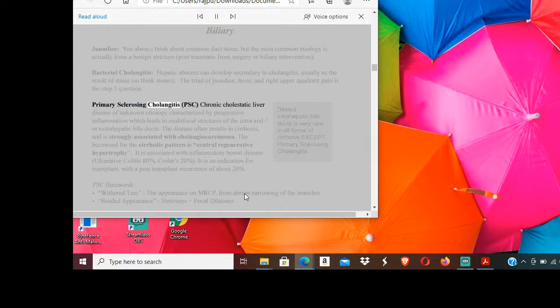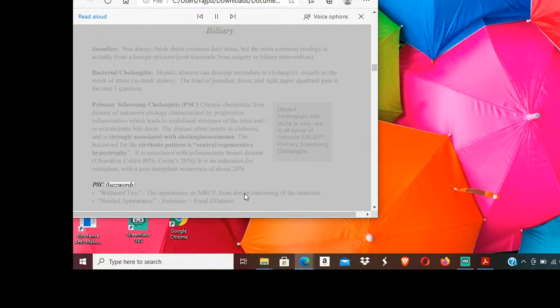Primary sclerosing cholangitis, PSC, chronic cholestatic liver disease of unknown etiology characterized by progressive inflammation, which leads to multifocal strictures of the intra- and or extrahepatic bile ducts. The disease often results in cirrhosis and is strongly associated with cholangiocarcinoma. The buzzword for the cirrhotic pattern is central regenerative hypertrophy. It is associated with inflammatory bowel disease, ulcerative colitis 80%, Crohn's 20%. It is an indication for transplant, with a post-transplant recurrence of about 20%.